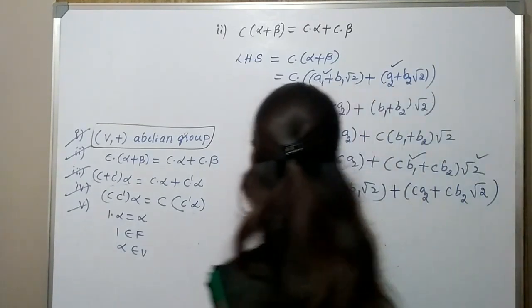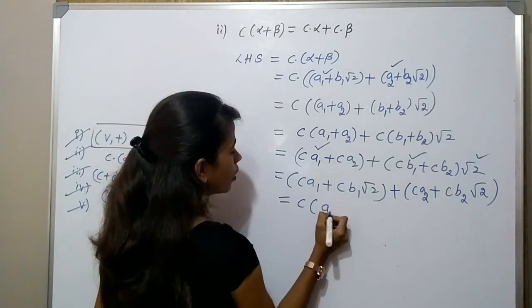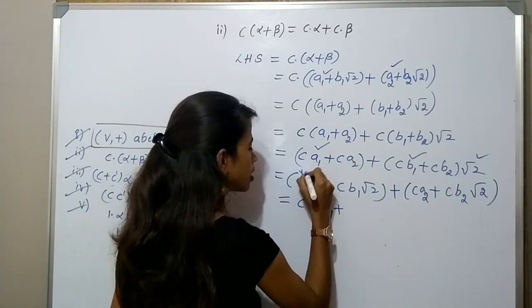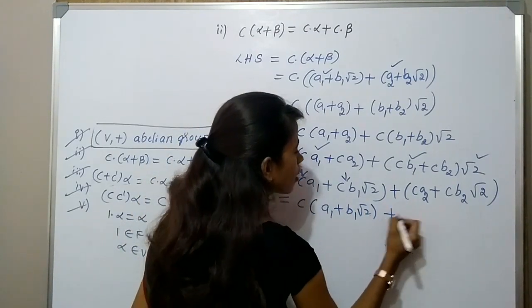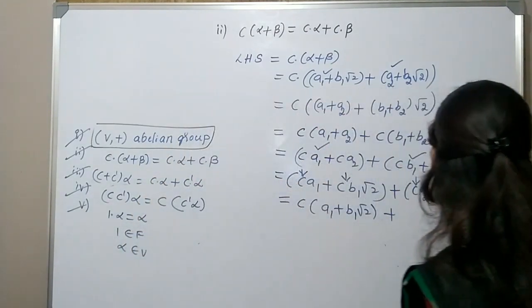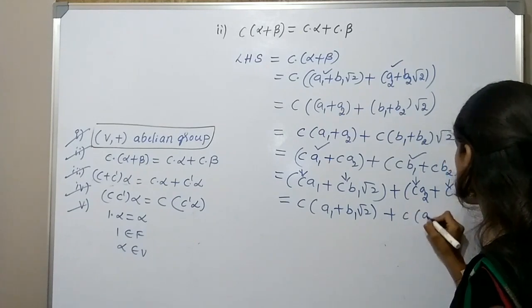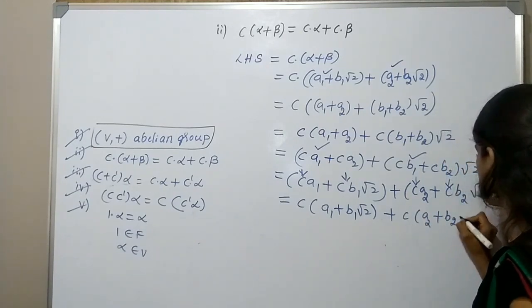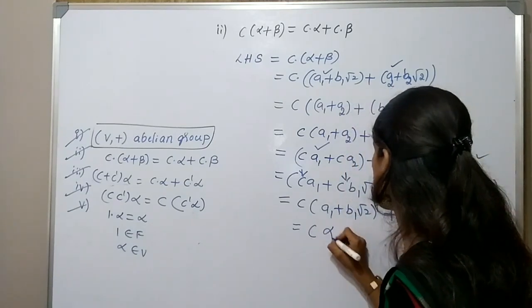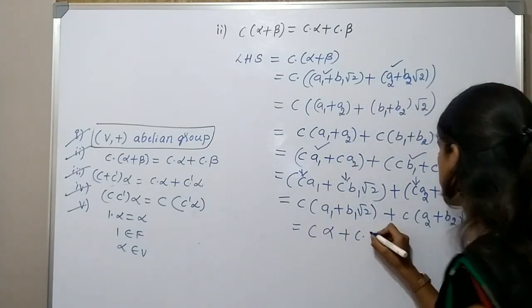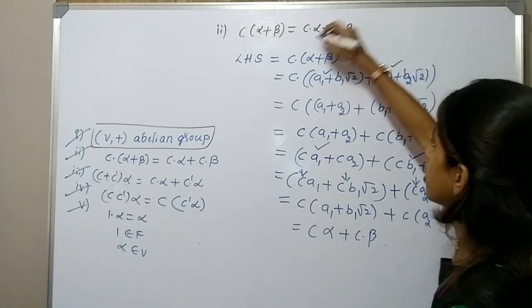Okay. So here c is common, so I am taking c outside because c is there, c is there. So a1 plus b1 root 2. Here also I have c, so c is outside, a2 plus b2 root 2. Okay. So this is equal to c. What is this one? Alpha. c dot, what is this one? Beta. So we get RHS.